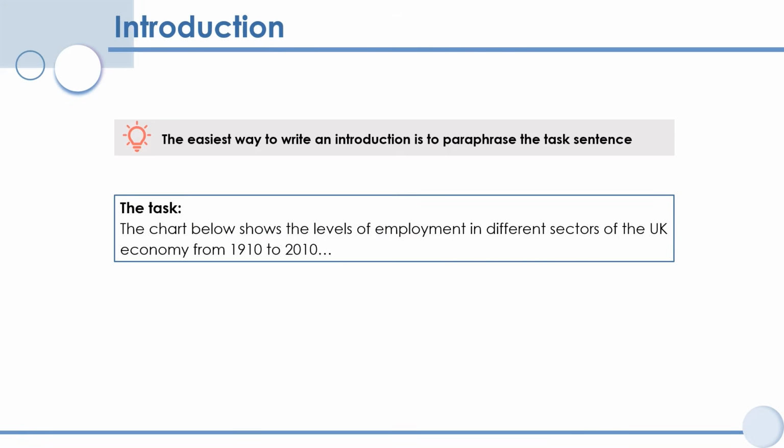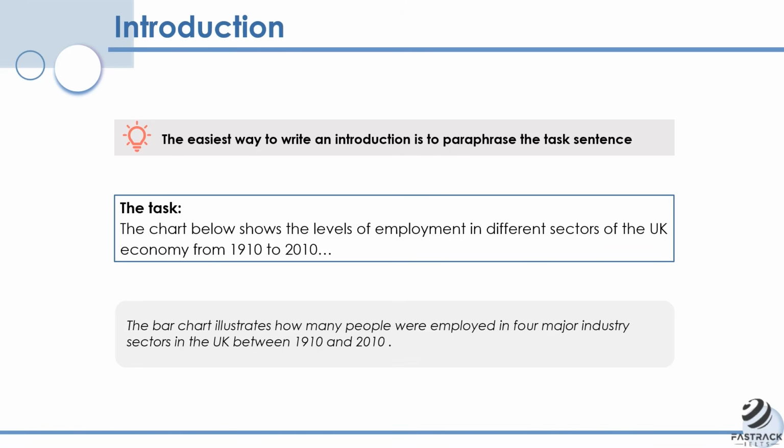Here is the task. The chart below shows the levels of employment in different sectors of the UK economy. My introduction is: the bar chart illustrates how many people were employed in 4 major industry sectors in the UK between 1910 and 2010. As you can see, my introduction has the same meaning as the first sentence in the task. Let me show you how you can paraphrase each part of your task sentence.